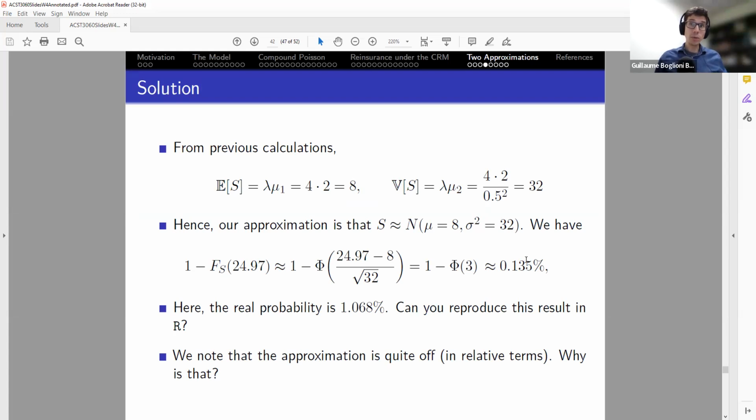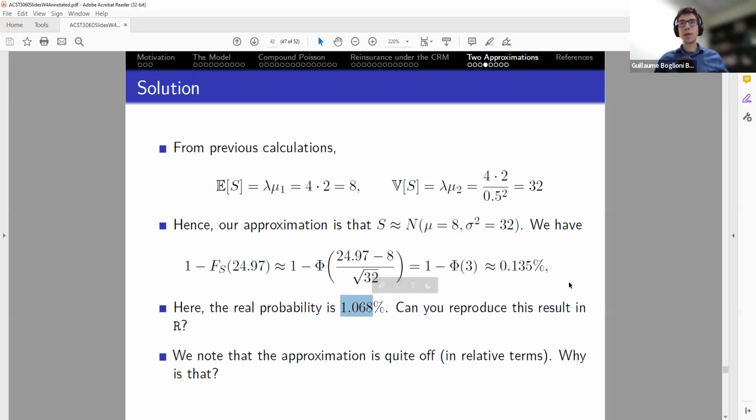Now for a normal, this probability is actually quite small. It's 0.135%. Careful, if this were in decimal it would be 0.00135, but here we have it in percent, so 0.135%. Now, the real probability, because for S we can find its real distribution with some work, is 1.068%.